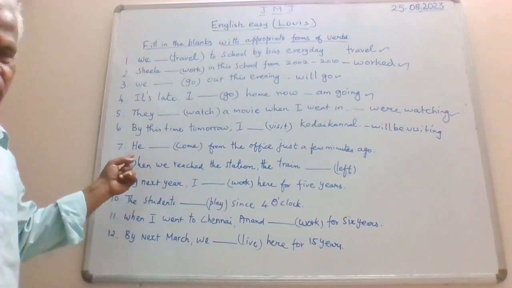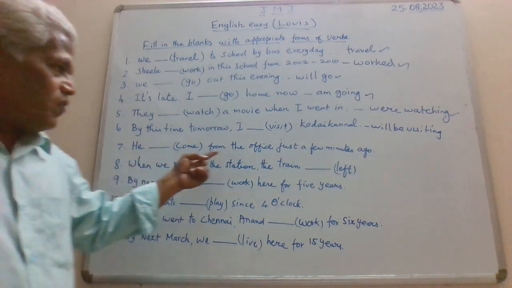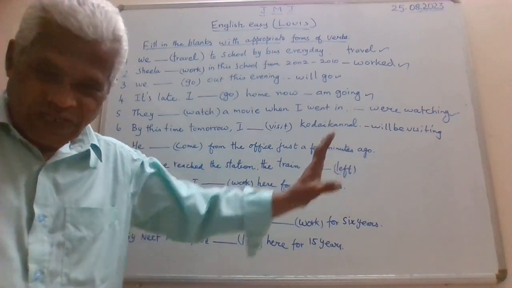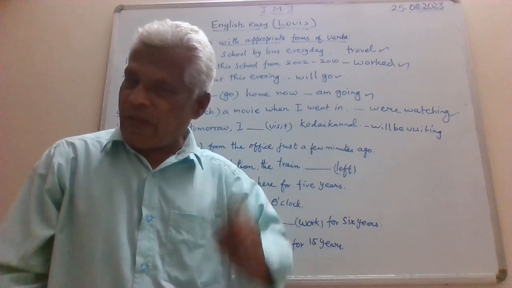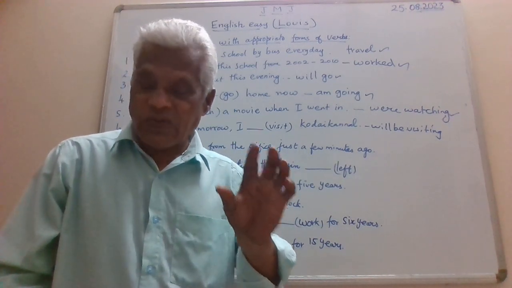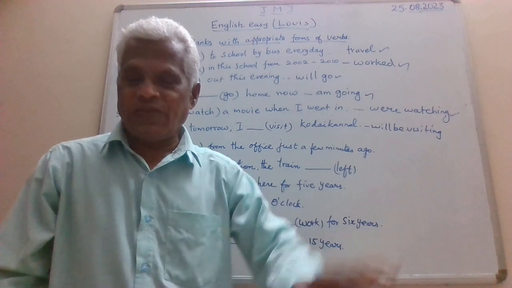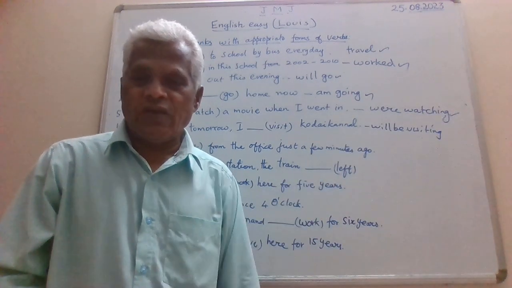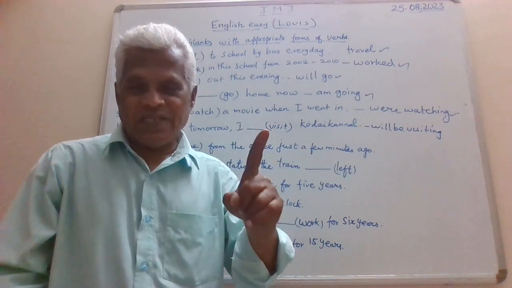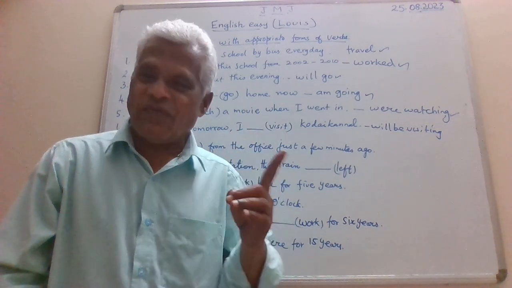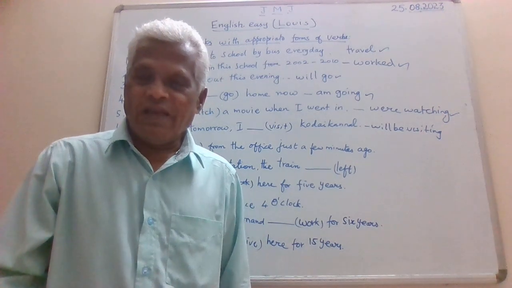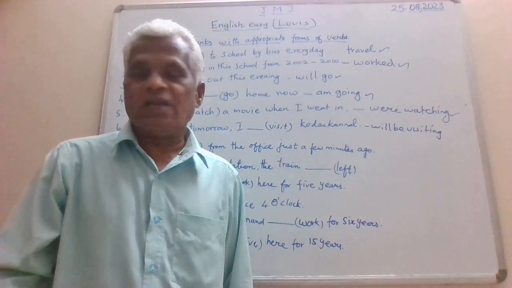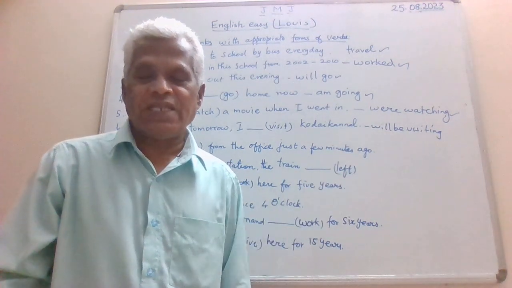Now look at this one here. Next sentence. He dash come from the office just a few minutes ago. Just a few minutes ago. What is the tense that comes to your mind? A tense that is used to describe an action that has been completed just a few minutes ago or few hours ago. What tense is that? Present perfect tense. Now recall all your memory or the situations, circumstances under which you can use all these tenses.